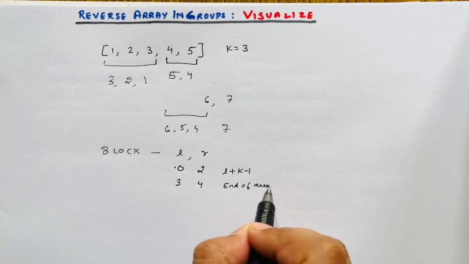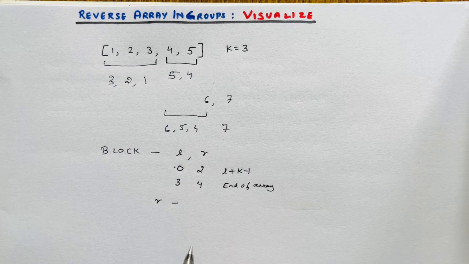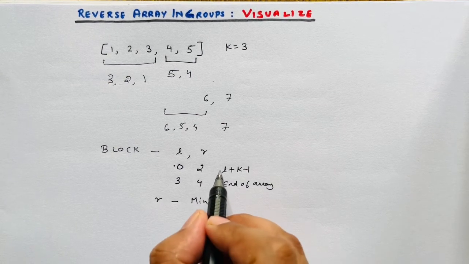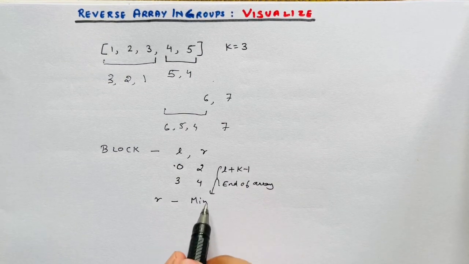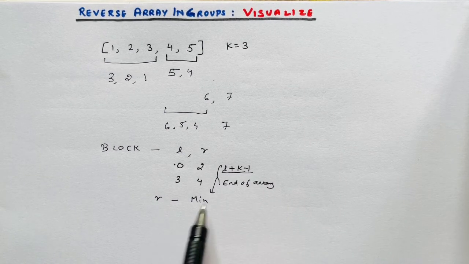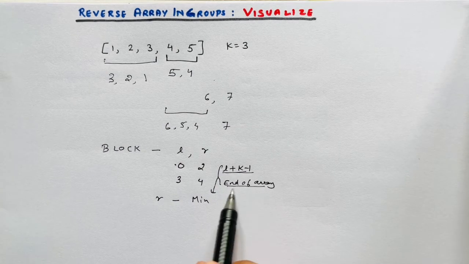So what is the logic of finding right index? The logic of finding right index is basically minimum of either of these two. Either it completes the full block, in that case right index will be this, or it does not complete the full block and we reach end of array, in that case right index will be this.